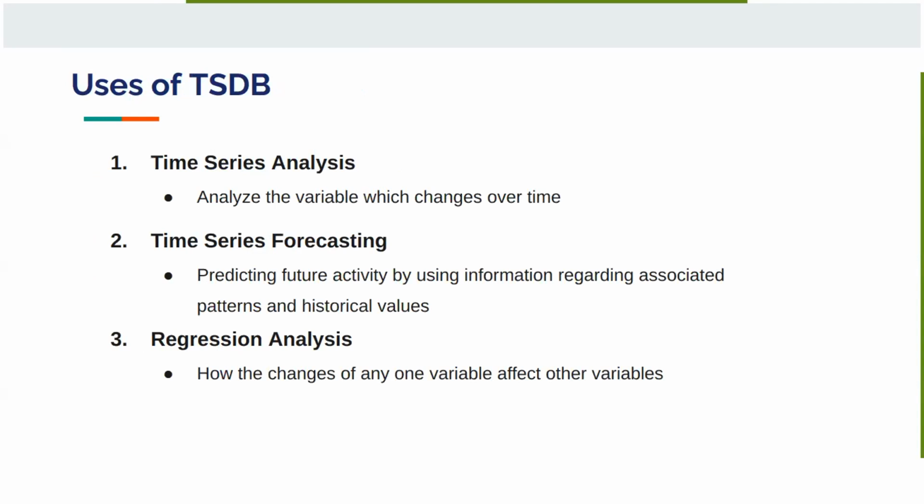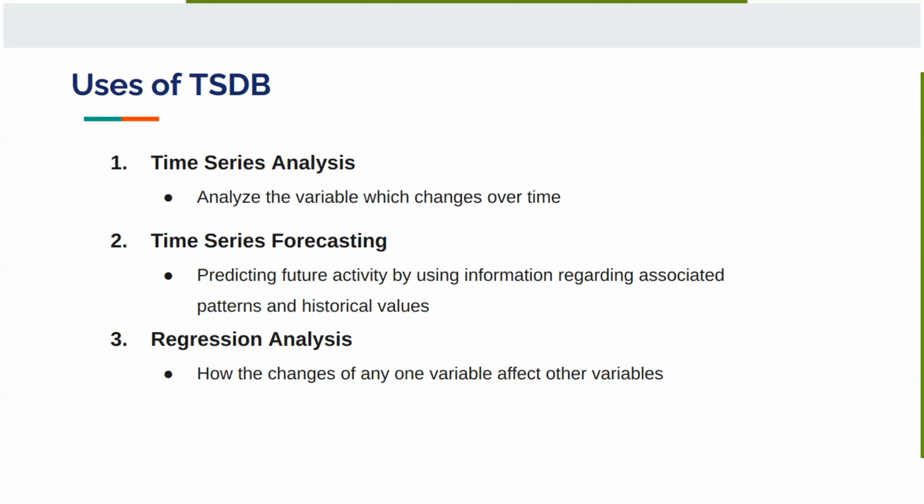And these three are the use cases of time series databases. The first one is time series analysis, which means we can analyze a variable which changes over time. Examples are analyzing the temperature of a particular country, or the water level in a river or something like that.